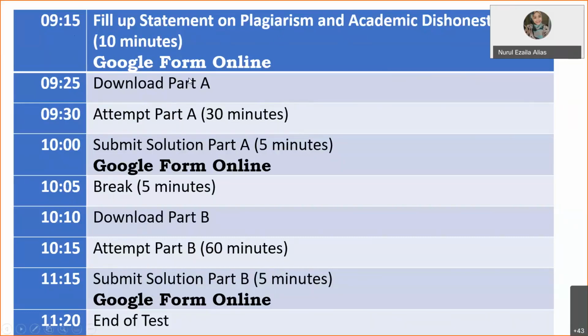So you will download part A first, and then you attempt part A. Everything you submit on the Google Form. I will prepare the link and the instructions, so maybe I will post out by this afternoon, including the flow and the link.